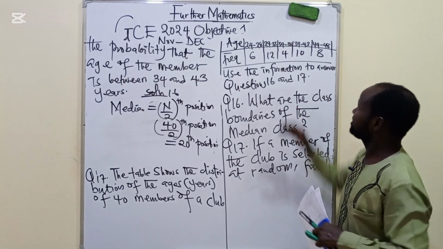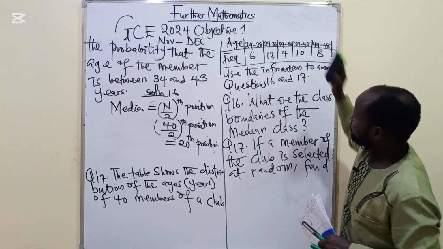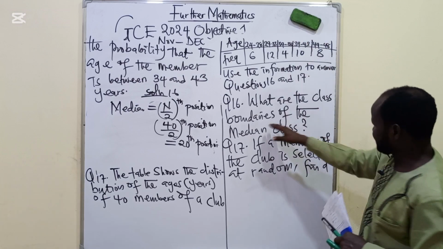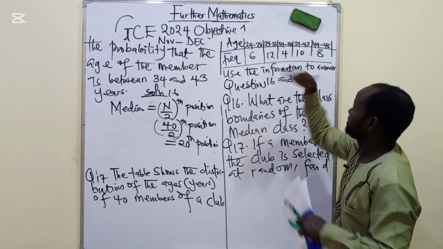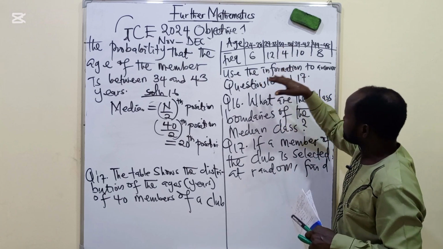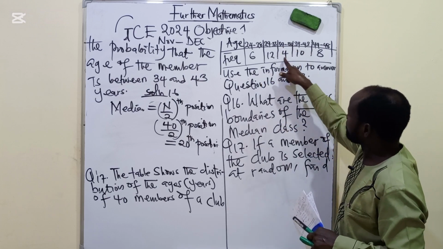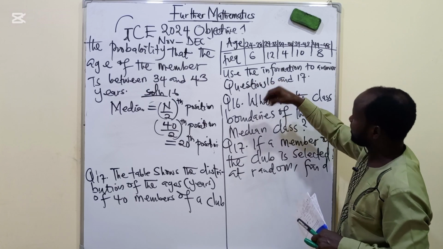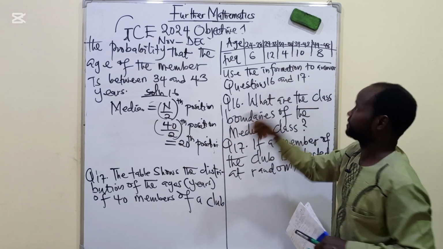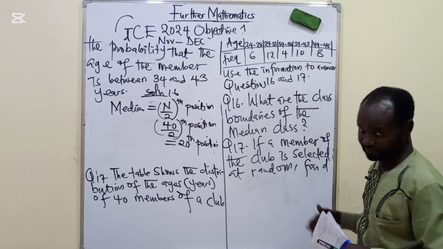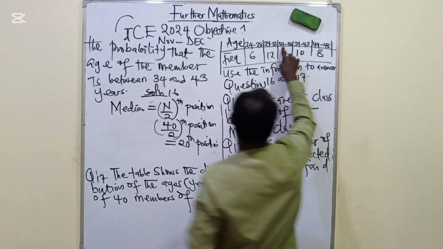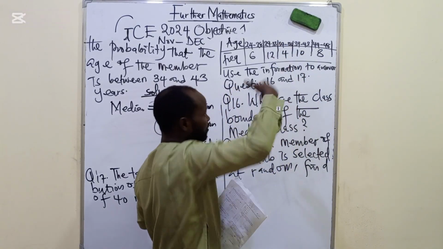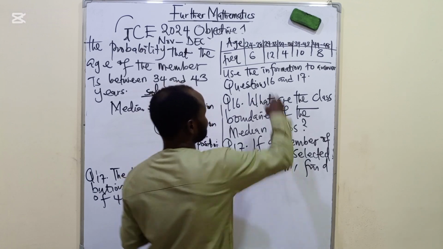34 to 38. But that's not what we're looking for. We're looking for the class boundary of the median class. The median class is the class interval corresponding to the median, which is 34 to 38. So we have to find the lower class boundary of this and the upper class boundary of this. How do we achieve that?